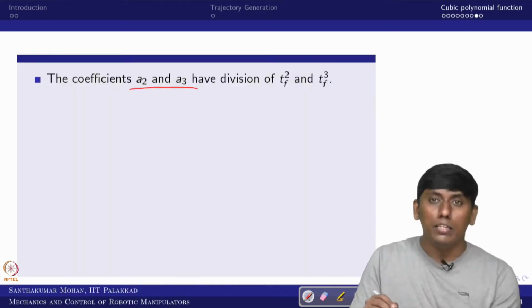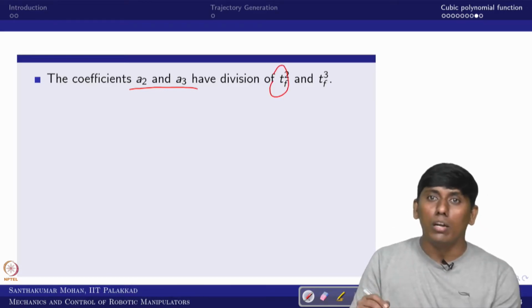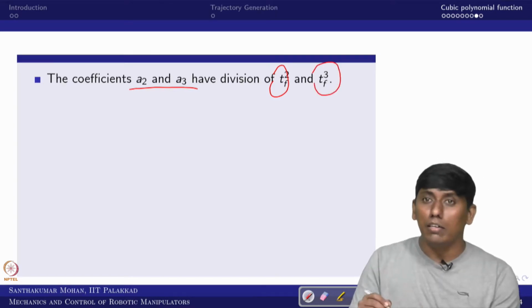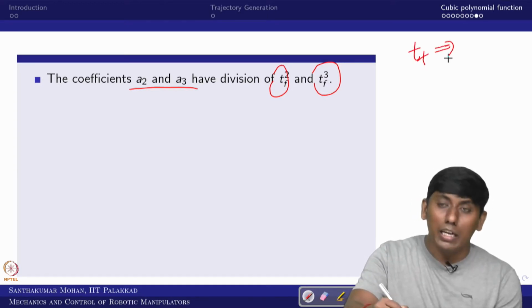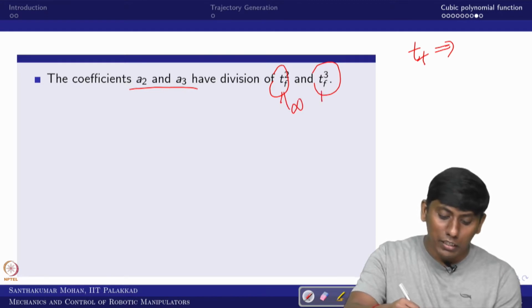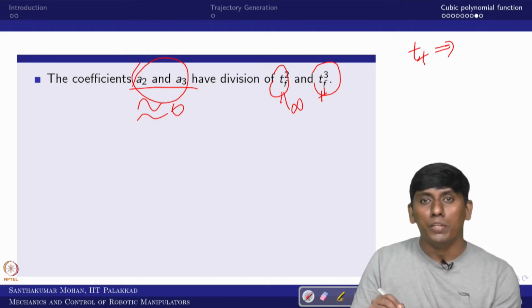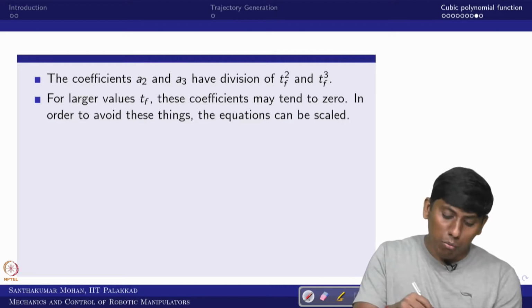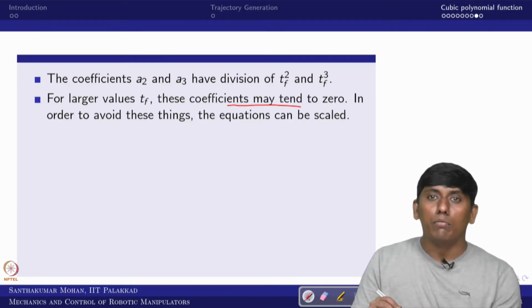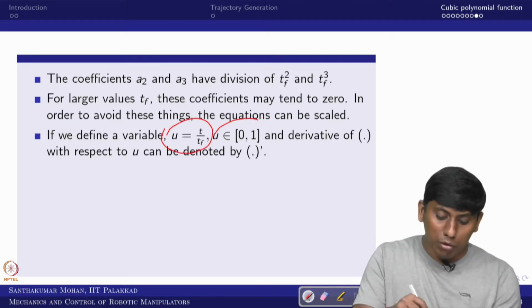If you recall the variables, a2 and a3 have tf squared and tf cubed in the denominator. So when tf is very large, the denominator becomes very large and a2 and a3 approach 0, which we need to avoid. For that, we take a new variable called u. In order to avoid this tending to 0, we take u as t by tf.